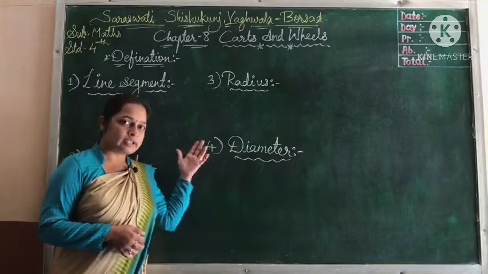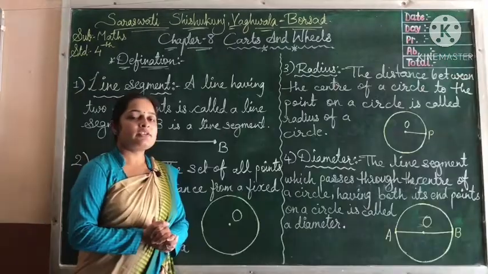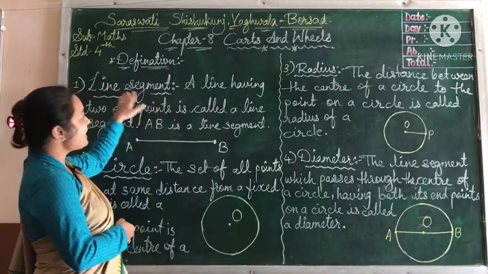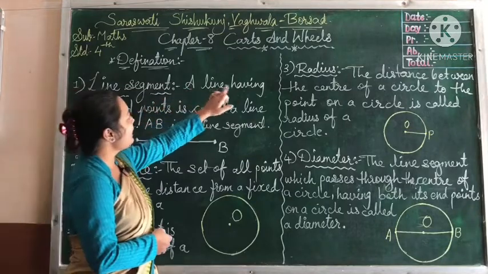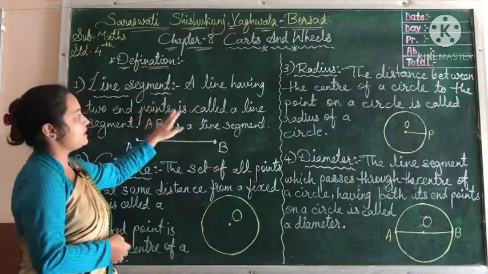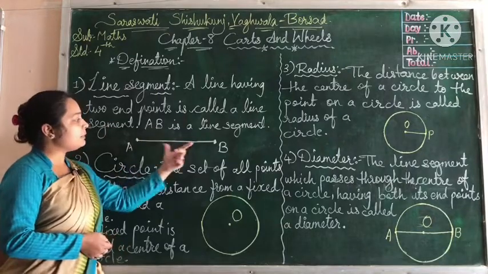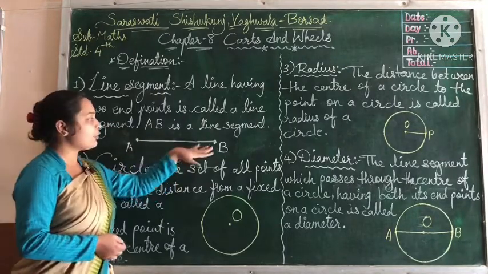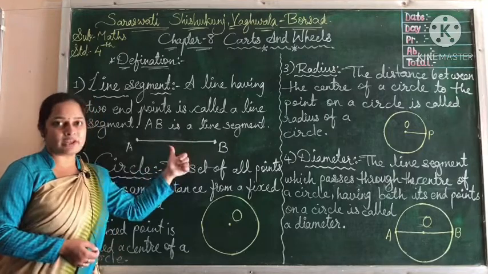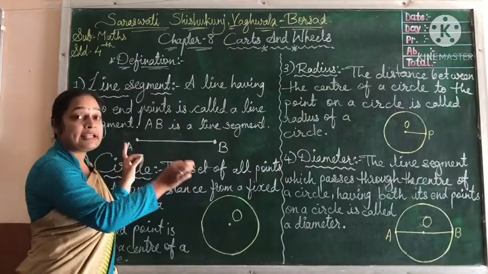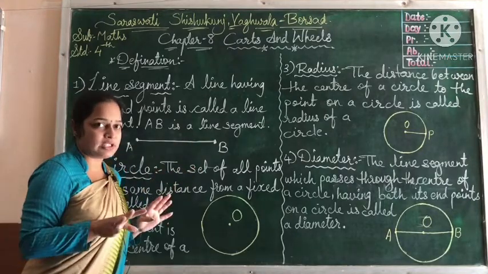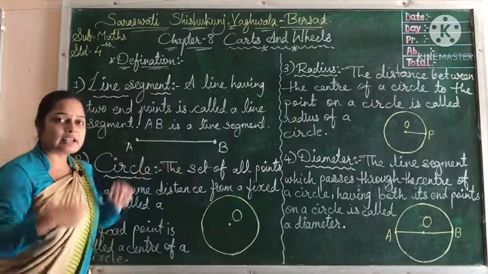Okay, so let's see. The first definition, line segment: a line having two endpoints is called a line segment. Here you can see that AB is a line segment, right? I have drawn a line, and it has both the endpoints, on both ends it has an endpoint. So that's why it is called a line segment.